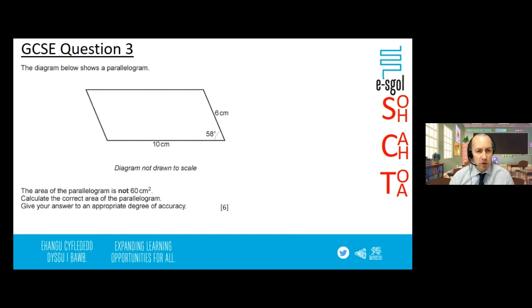The area of the parallelogram is not 60 centimeters squared. It gives us that in the question. Calculate the correct area of the parallelogram and give your answer to an appropriate degree of accuracy. I'm going to do the same thing as I did earlier. I'm going to allow you to pause the video, and then I'm going to come back in and give you a bit of a hint, and then I'll run through the full solution. So you pause the video now, please, and have a try at that.